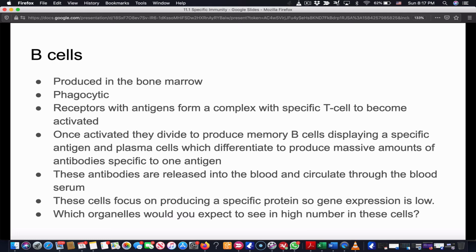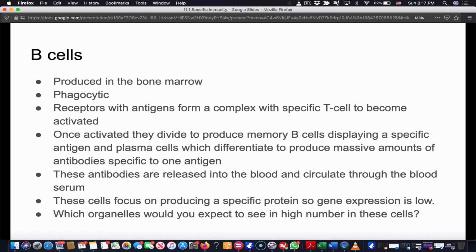So B cells are produced in the bone marrow. They are phagocytic. They have receptors with antigens that form a complex with the T cell to become activated, and you'll see this in the video in a second. Once activated, they divide to produce memory B cells, displaying a specific antigen, and plasma cells, which differentiate to produce massive amounts of antibodies. They are then released in the blood and circulate, and we'll talk about what antibodies do a little bit later.